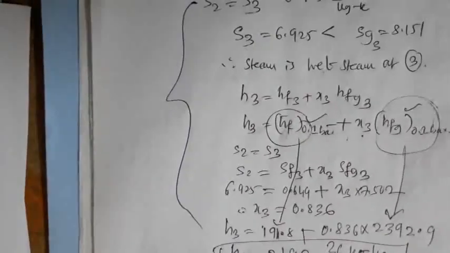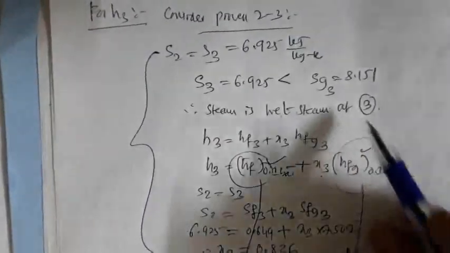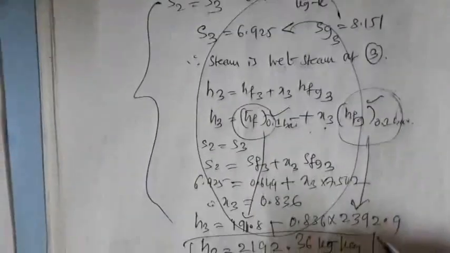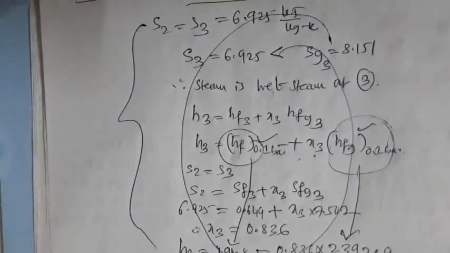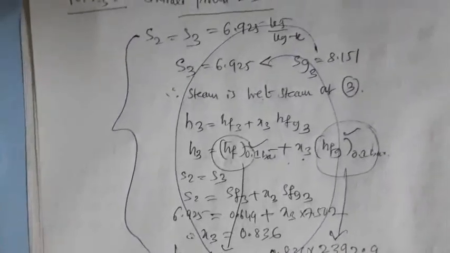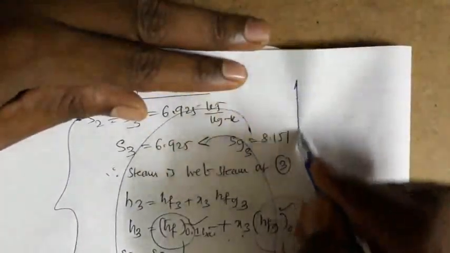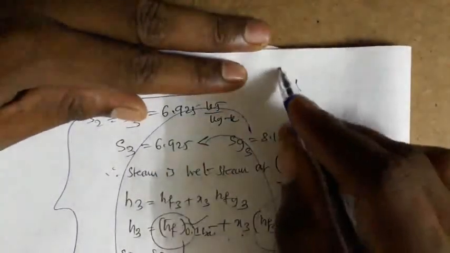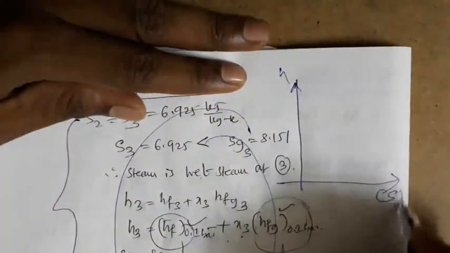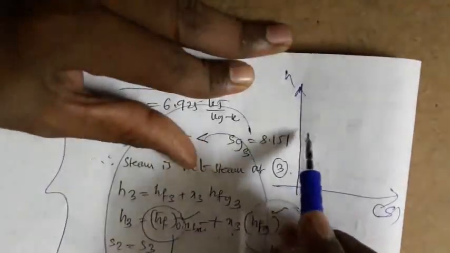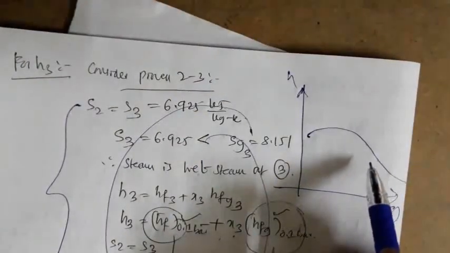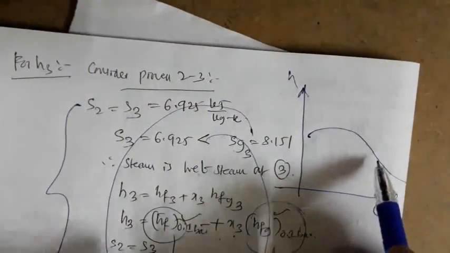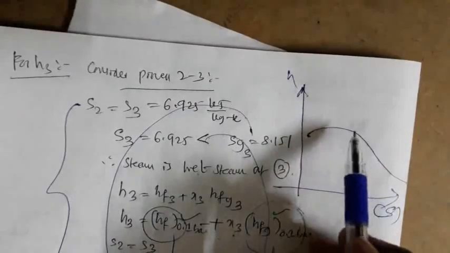If this is a lengthy procedure, we can also get the H1, H2, H3 values from the Mollier chart. So first, after obtaining the Mollier chart, we have enthalpy values on the y-axis and entropy values on the x-axis. We have a saturation vapor line. From the given data, we first need to mark state point 1 on the Mollier chart.